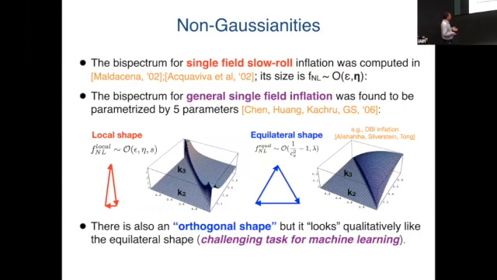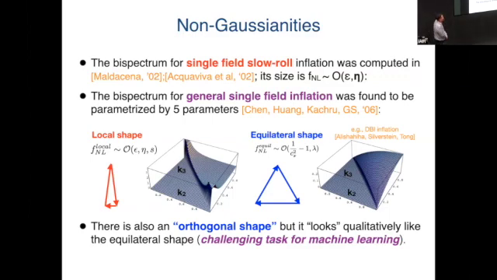One of these shapes is the local shape, which peaks in the squeezed limit. This has the largest signal when you look at the longest scale. Because of momentum conservation, all three momenta should fit as the sides of a triangle. So this is what is called the squeezed limit. And there's another shape known as the equilateral shape, which peaks in the equilateral limit when all the momenta are equal.